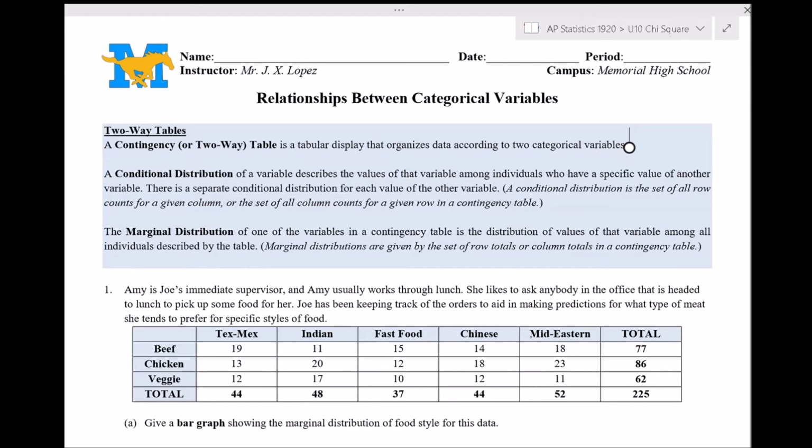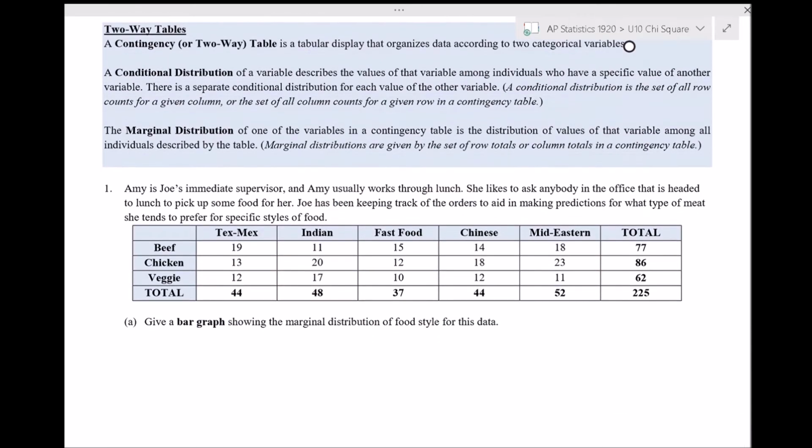A marginal distribution just answers the question, what does the distribution for one variable look like altogether for everybody? Or what does the distribution for another variable look like for everybody? Those are marginal. So simply put, if I'm looking at number one, this is talking about the total for the type of protein in a particular order of food. So the type of protein, or the lack thereof, this is a marginal distribution.